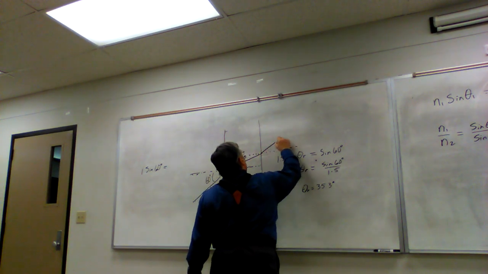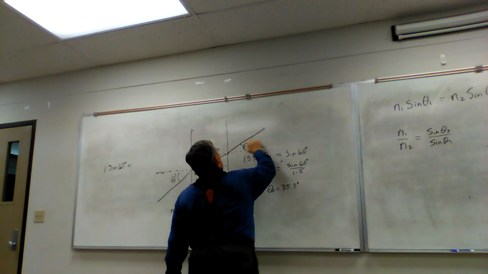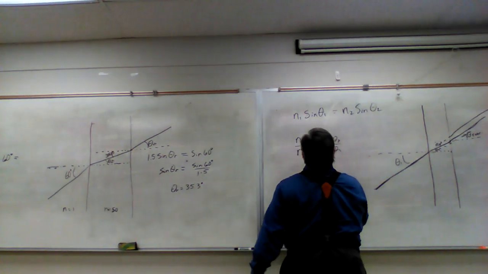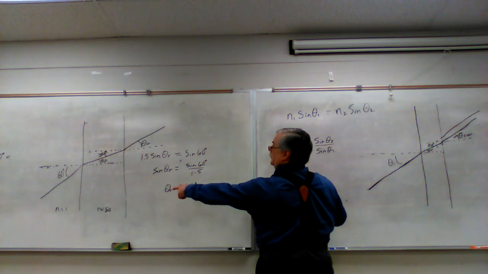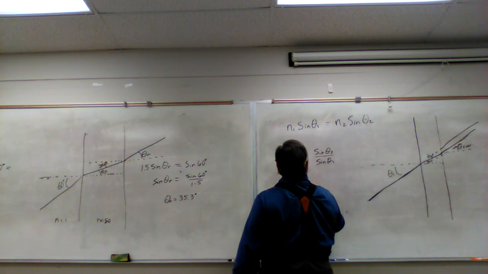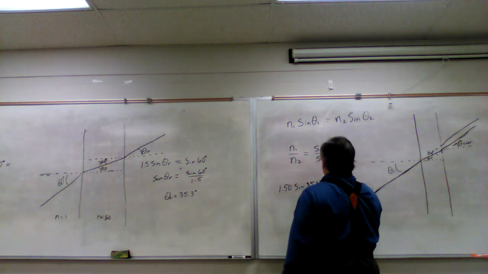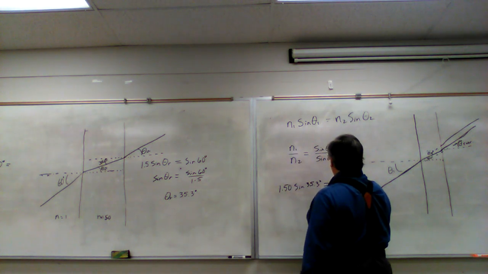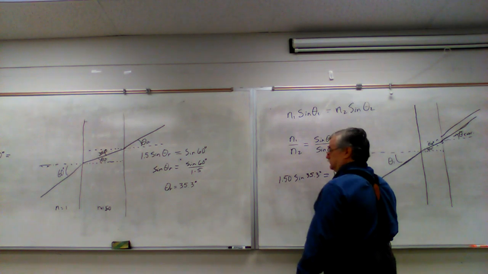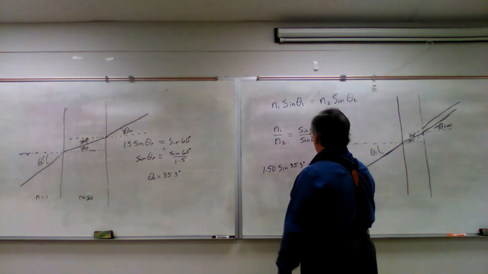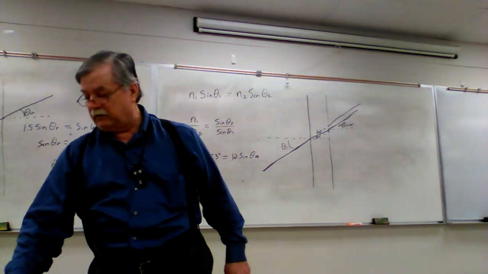Now we've got to calculate a new angle of refraction into air. So we've got 1.50 times the sine of 35.3 degrees will be equal to 1.0 times the sine of the new angle. And if we solve for theta, we end up with... somebody with a calculator.